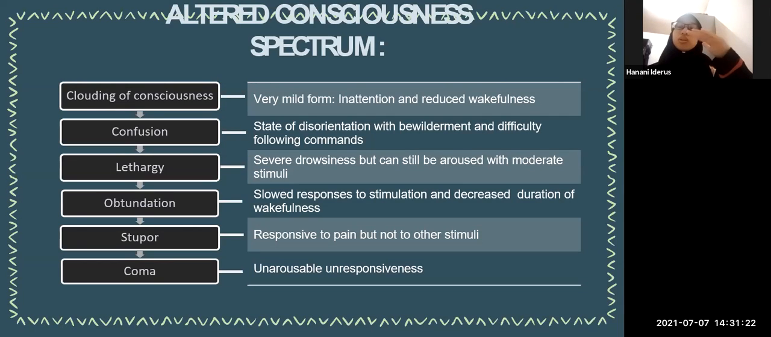It's important for us to detect whether the child is having altered consciousness, because altered consciousness is actually an emergency. Sometimes in children, they may present with irritability. Irritability also indicates the patient may have altered consciousness.